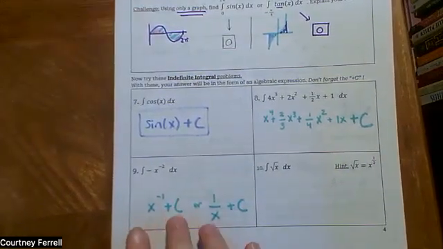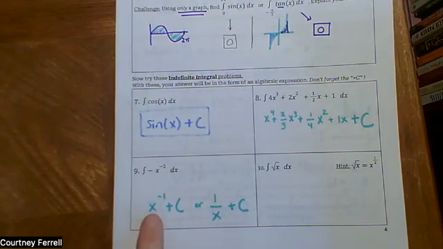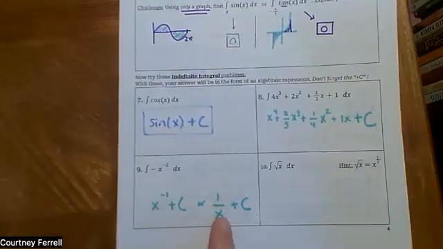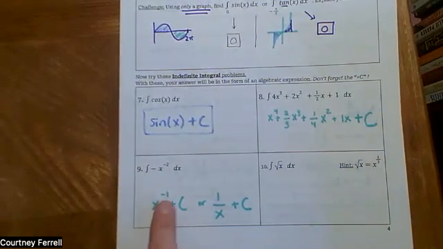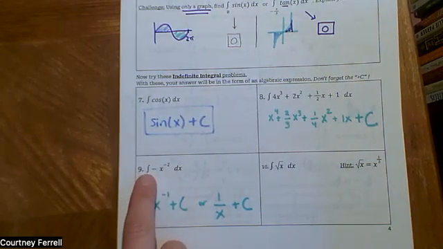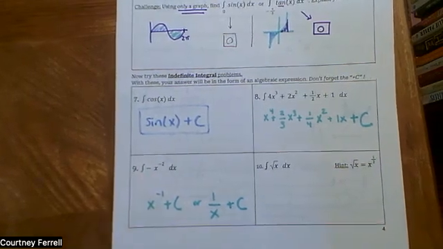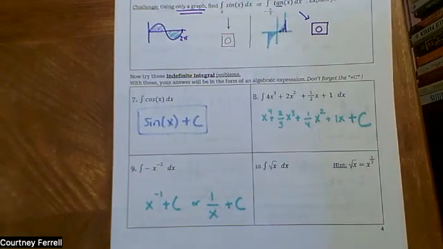So again, let's just check our work. If I was taking the derivative of negative 1 over x, also known as x to the -1, the -1 would jump to the front, and the exponent would be decreased by 1, giving us a -2 with a negative in front. So this is correct. Okay.